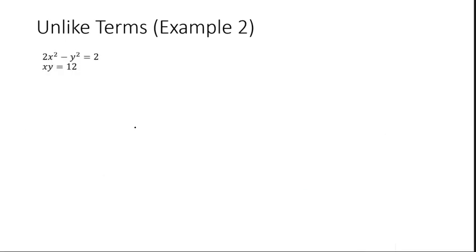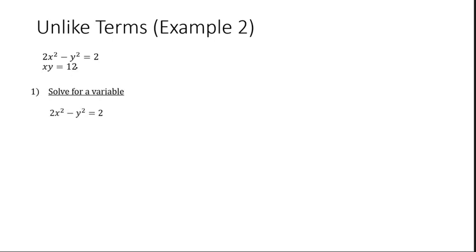first one. So the second example here, we have 2x squared minus y squared equals 2, and then x times y equals 12. All right, so it's a little different because in the second equation, there's no plus or minus sign. It's just x times y. All right, so still we can solve for one of the variables because we don't have like terms.